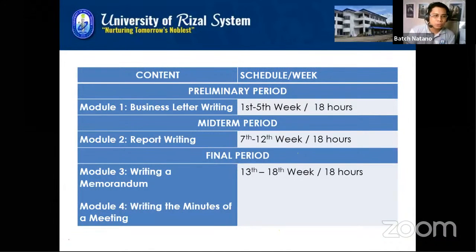And for the midterm period, I will be focusing on how to write reports, which is also a very lengthy discussion. That is why the whole midterm is allotted for report writing. And for the final period, we'll be focusing on how to write a memorandum and finally how to write the minutes of a meeting. So basically, we have four topics to discuss. But again, this is an application of all the principles that I will be discussing. So it's expected from you that you will do a lot of writing for this subject. Kaya nga the course is business report writing.